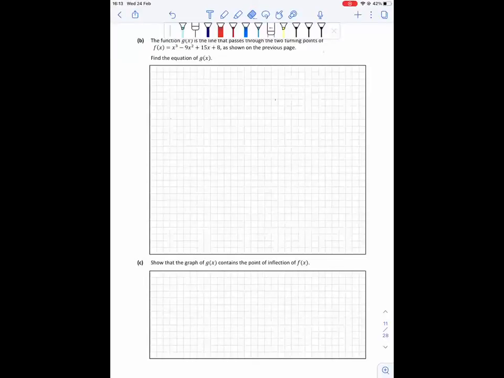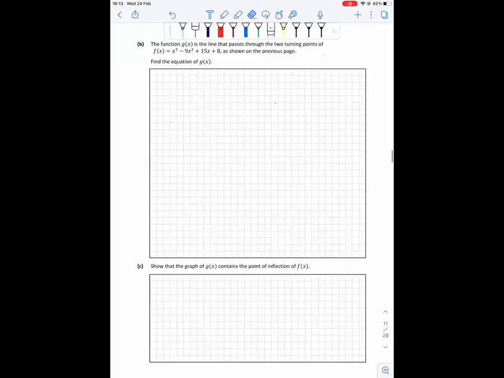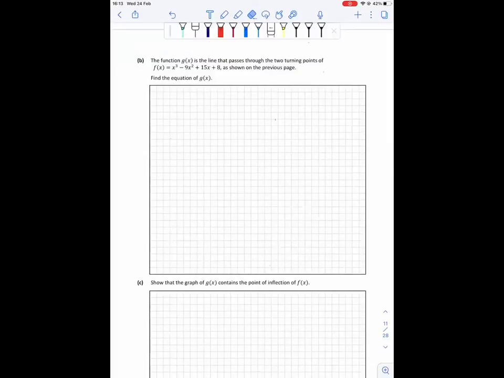The function g of x is the line that passes through the two turning points of f of x. So the keywords here are turning points. Turning points, we know that it means that f'(x) equals 0. And they're telling us to find g of x. So in order to find that, first of all, we have to find the turning points.